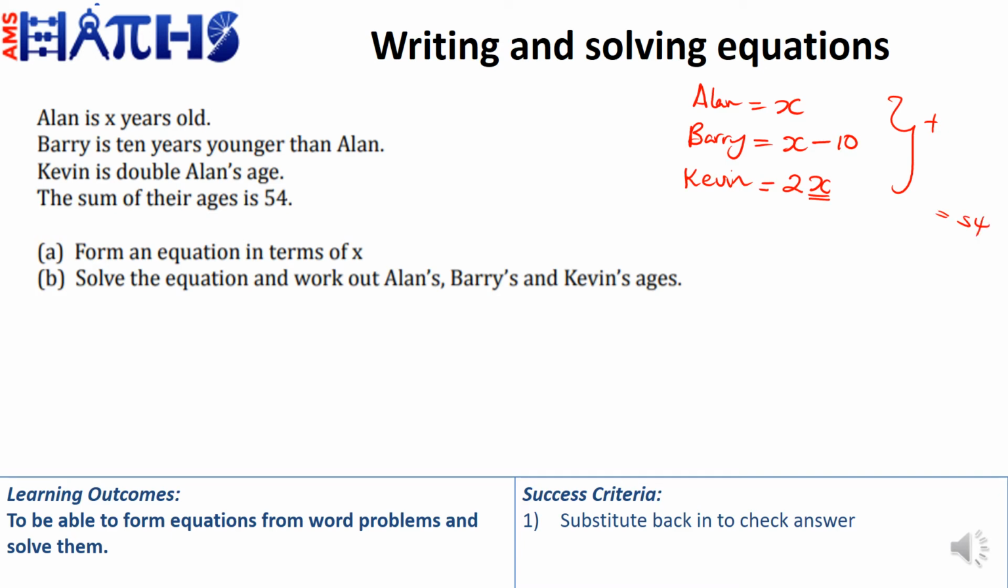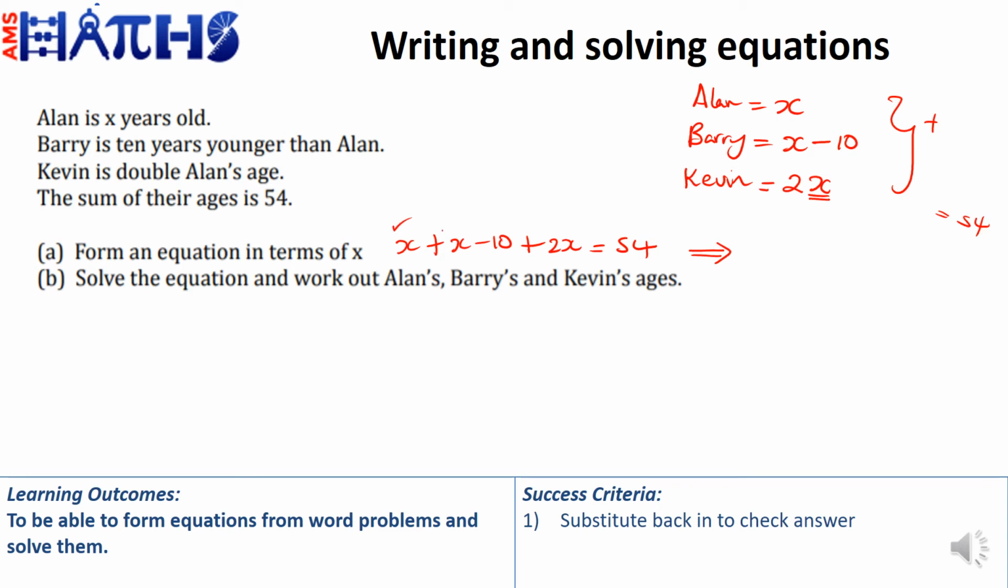So it says we need to form an equation. We're going to add Alan's age, because it said the sum of their ages, Alan's age plus Barry's age plus Kevin's age is equal to 54. We can't just leave it like that. We have to simplify it. So I'm just going to put this arrow to say I'm continuing to simplify.